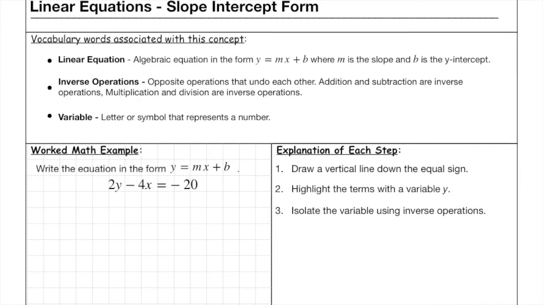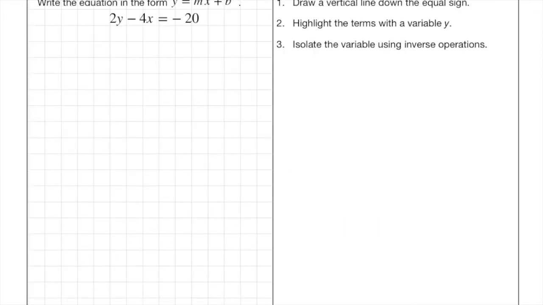The vocabulary for this part is also going to be the same: linear equation, inverse operations, and variables. Make sure that you're writing this down, and the steps are going to be the same. We have only 3 steps to follow. So let's start with the first step. We're going to draw a vertical line down the equal sign to divide the left and right side. Then we're going to highlight the terms with a variable y. Again, we only have one term with a variable y.